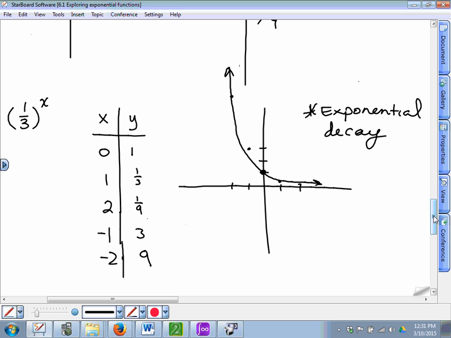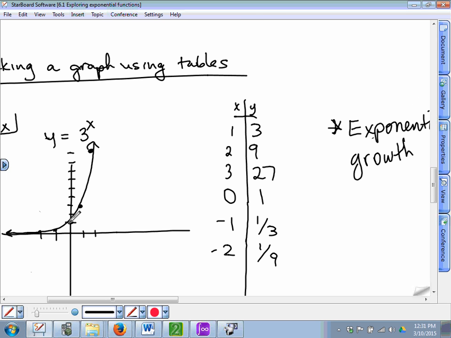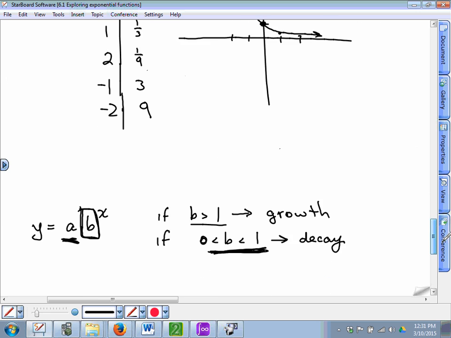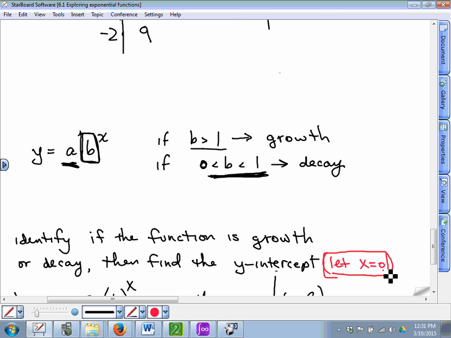Okay, check out this graph. Is this a y-intercept, yes or no? Yes. What's the x value? 0. What if the y-intercept were down here? What's the x value? 0. What if we were way up here? 0. So, to find the y-intercept of any graph, how do you do it? You plug 0 in for x. So not only do I want you to identify if it's growth or decay, I want you to tell me the y-intercept by plugging in a 0 for x.